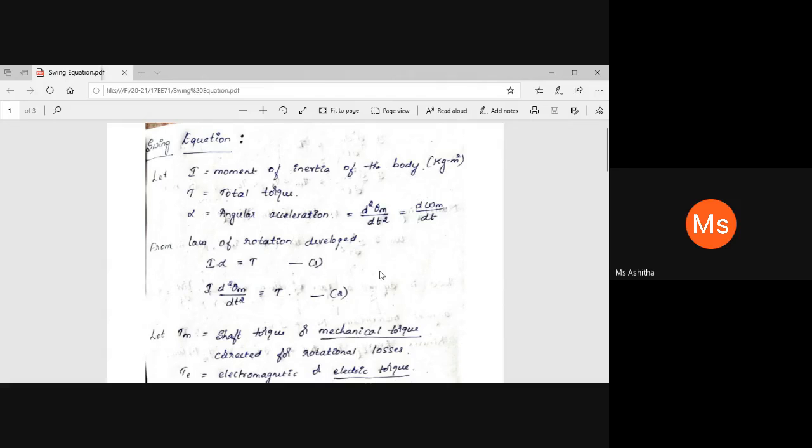I have two types of torque here. One is the mechanical torque, which is represented as Tm, and the other is the electrical torque, which is represented as Te. From Tm and Te, I can write the accelerating torque Ta as Ta is equal to Tm minus Te. The rotor angle is measured with respect to a synchronously rotating reference axis. So let delta m is equal to theta m minus omega sm into t.